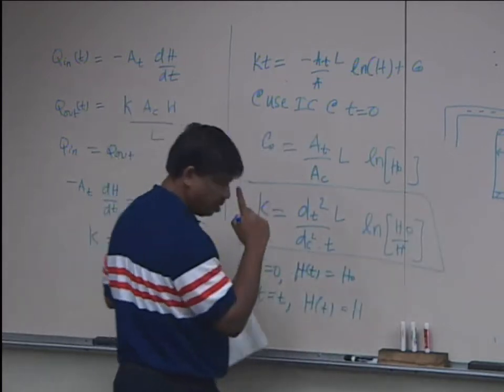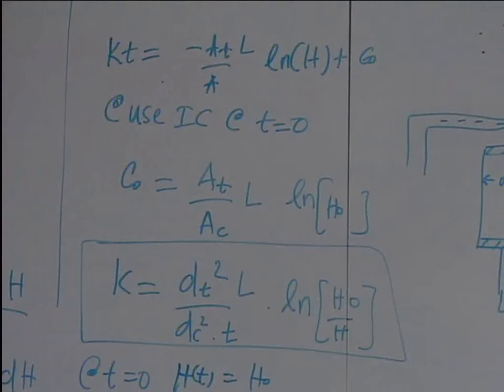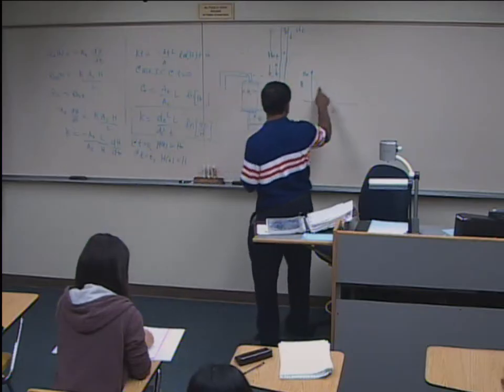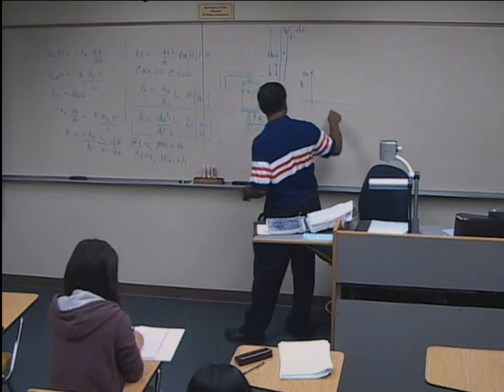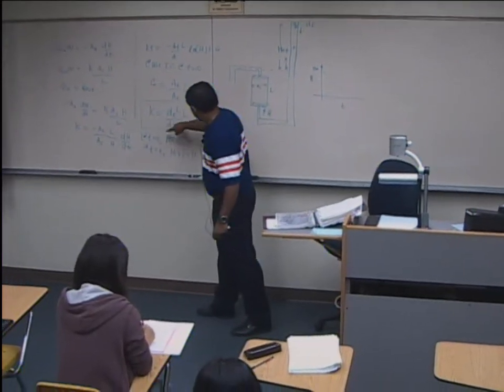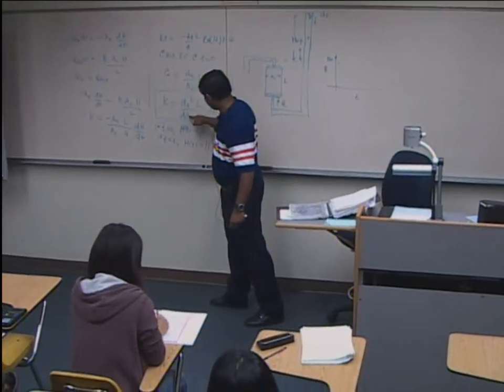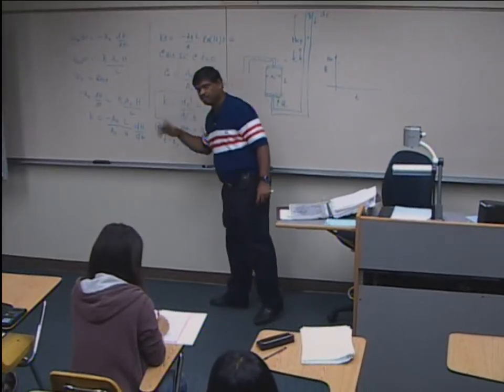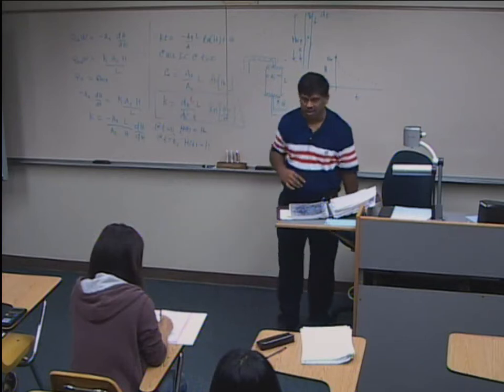The derivation is in your book, so it's pretty straightforward math. Essentially you take this, log transform it, and plot log of h naught by h versus time, and you get a constant. Then from knowing this and this and this you can find the k. Pretty standard experimental procedure.